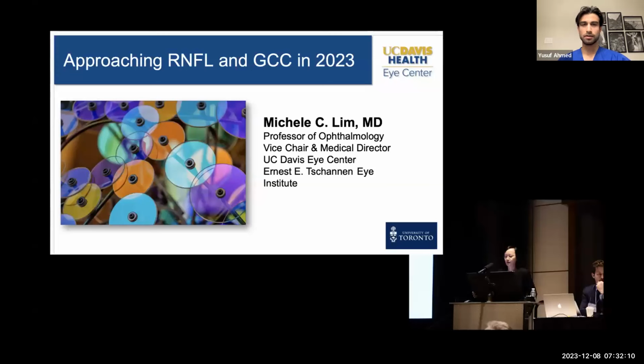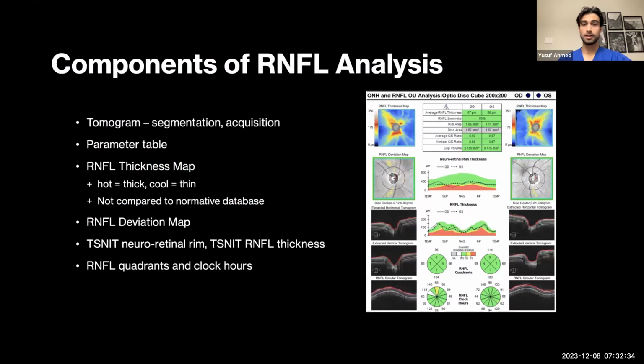I'll be getting started by giving a few main points from Dr. Michelle Lim's talk. Dr. Michelle Lim is a professor of ophthalmology and vice chair at the UC Davis Eye Center, and she gives a great talk on an approach to RNFL and ganglion cell complex analysis in 2023, which has become a really big staple in the everyday glaucoma and comprehensive practice. When we look at the RNFL printout, there can be a lot of information. There's the tomogram, which Dr. Lim encouraged us to look at to ensure that there's appropriate segmentation and acquisition in order to make a reliable analysis. There's a parameter table, the thickness maps, RNFL, neuroretinal rim, TSNIT plots, and then the clock hours below.